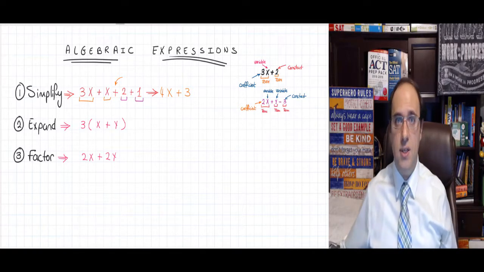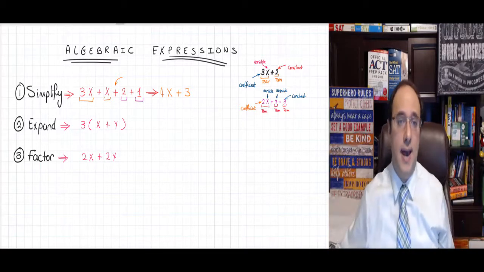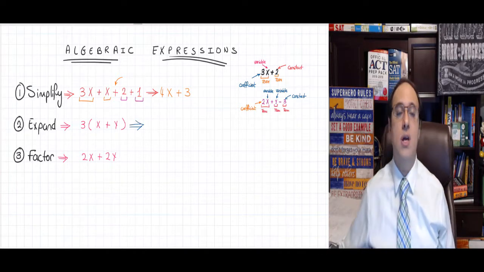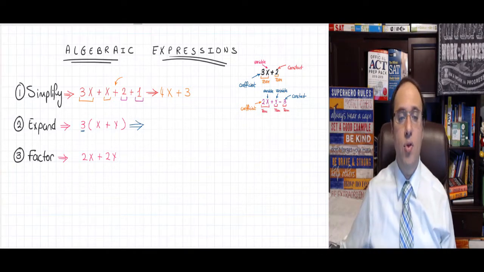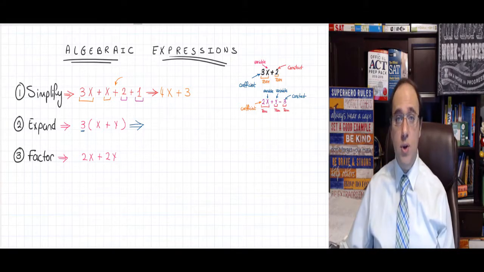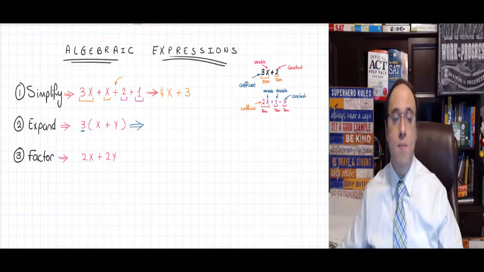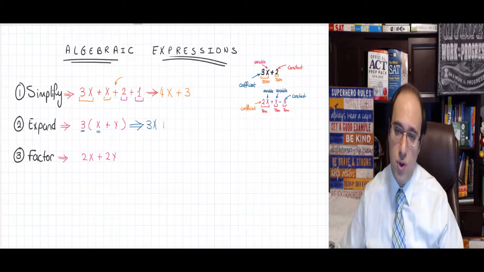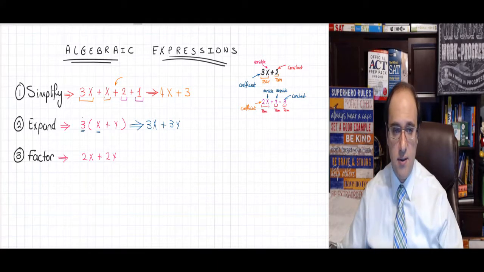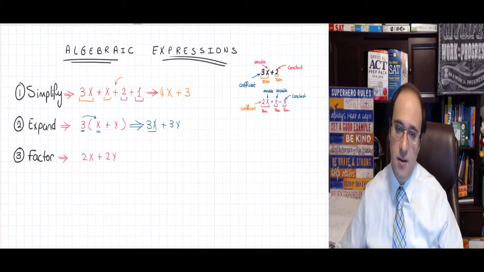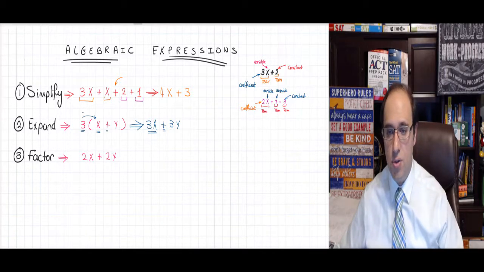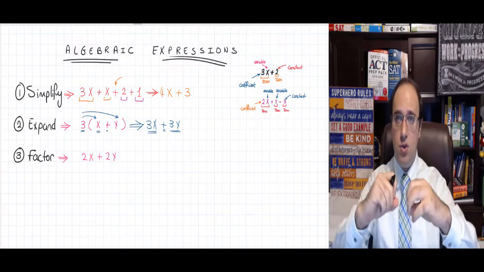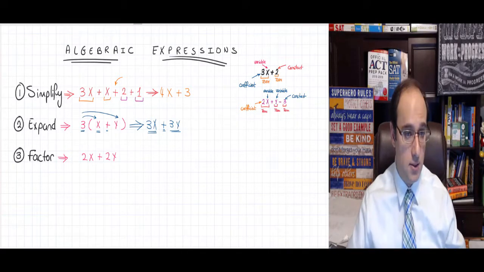You want to expand this expression, 3 parentheses x plus y. When you have parentheses, you know that this means that the 3 out here is common to both the x and the y inside the parentheses. So 3 times x plus y basically means 3 x's and 3 y's. We do 3 times x, then the plus sign, then we do 3 times y. So 3x plus 3y. This is called expanding. So instead of it being inside parentheses, we open up the parentheses, we expand it.